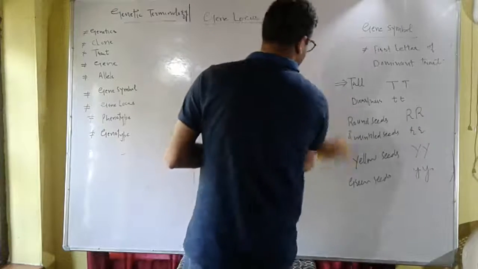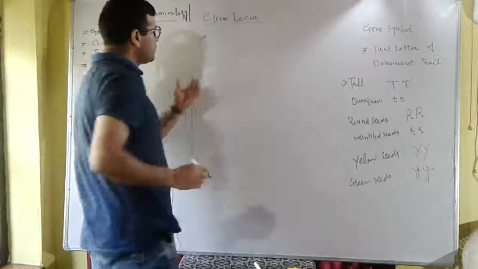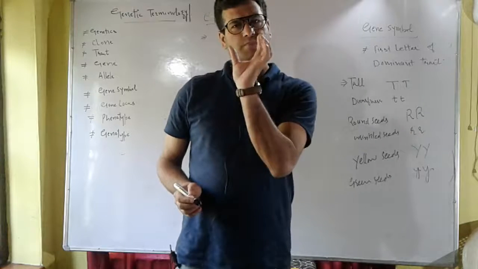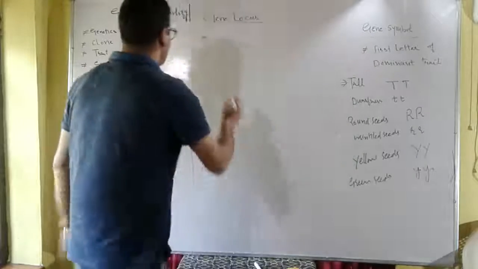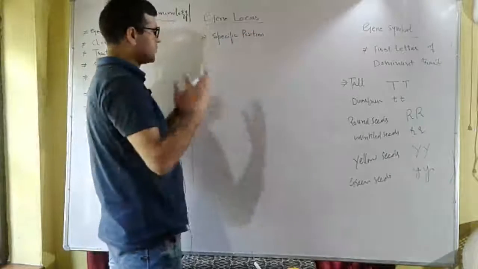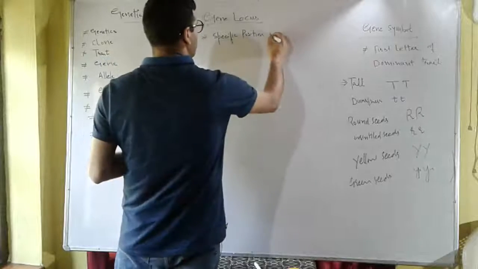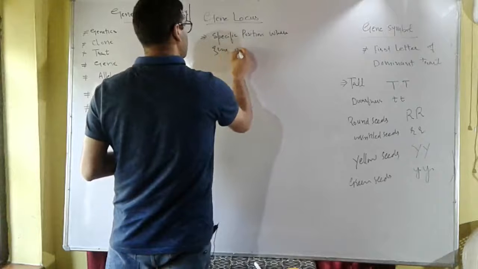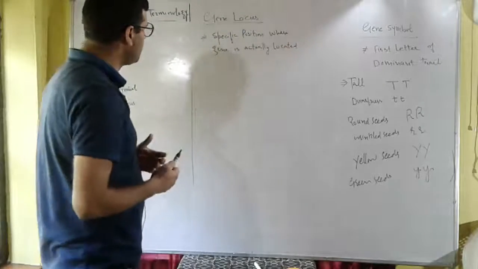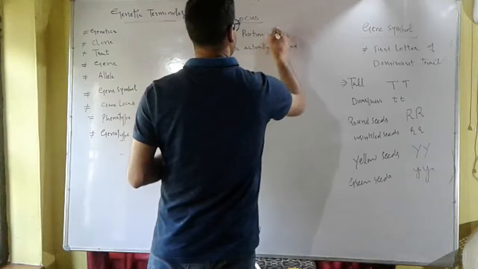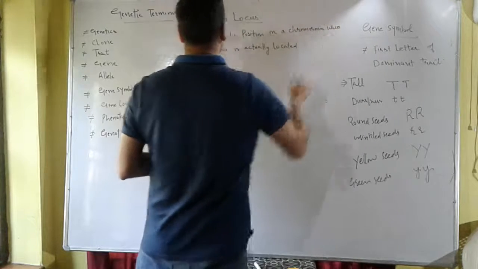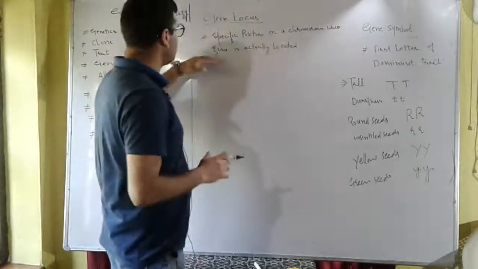Then we have another term, the gene locus. Gene locus is the specific position on a chromosome where the gene is located, or the specific segment on a chromosome where the gene is located. So gene locus is a specific position on a chromosome where a gene is actually located.